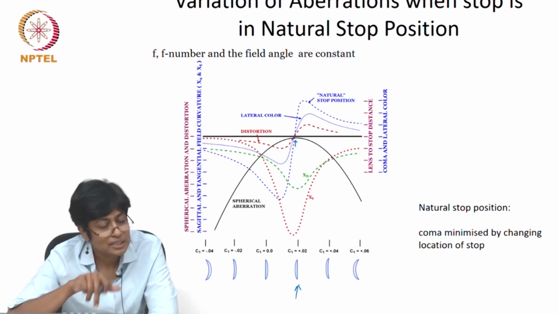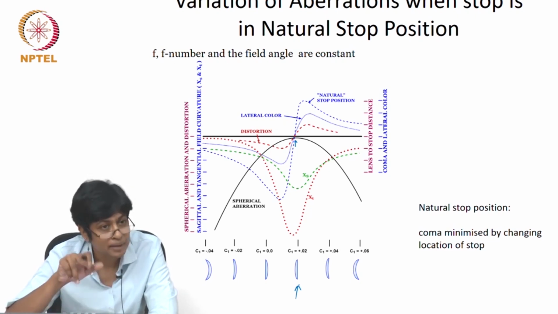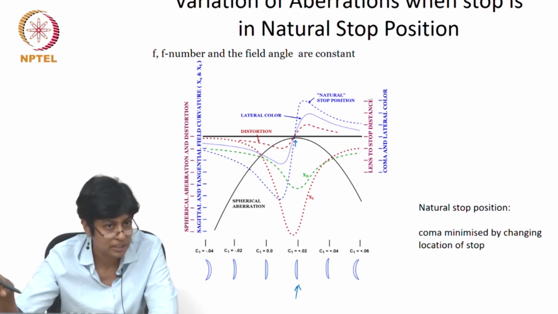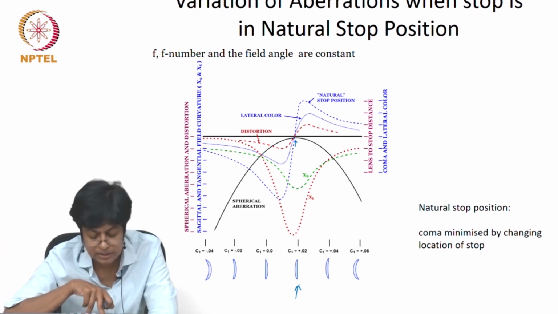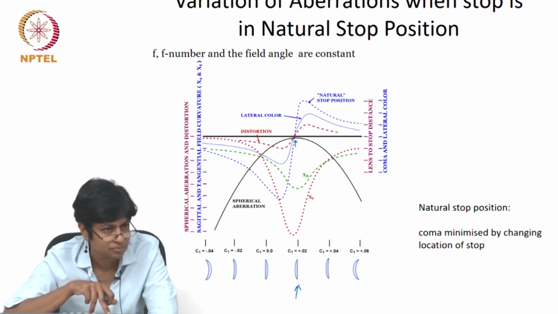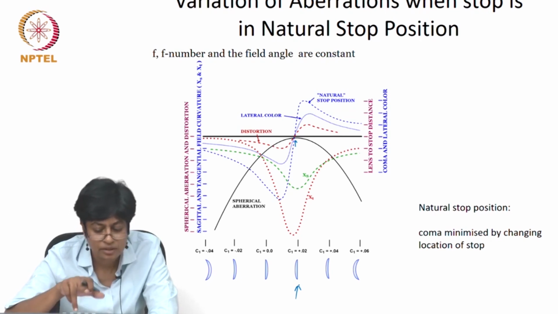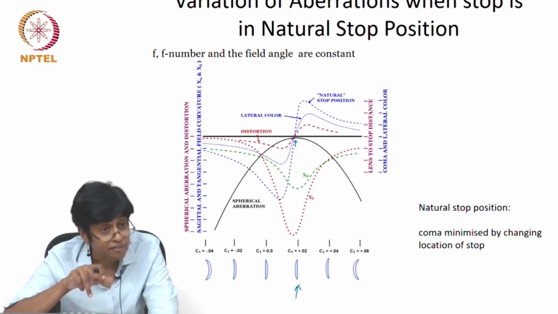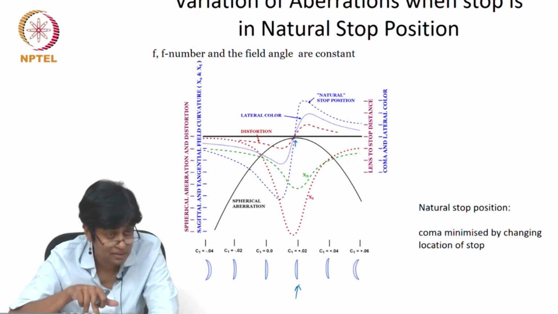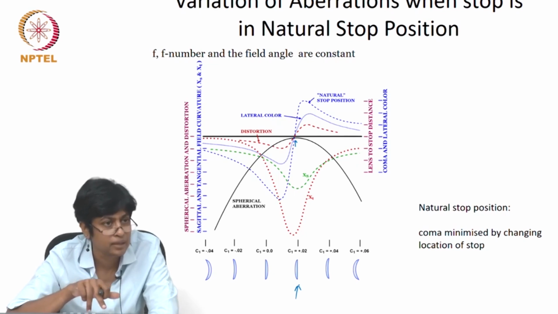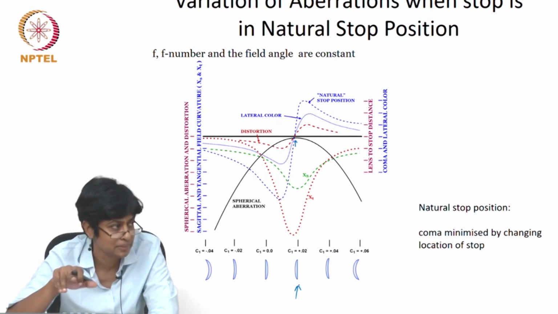So if I was designing a system which was meant for on-axis imaging, I would happily choose this shape. What shape is it? It's almost plano-convex. Right? I would choose this shape because I've minimized lateral color, I've minimized distortion, I've minimized spherical. In fact, distortion and lateral color are 0. And the natural stop is at the lens itself. Spherical aberration is minimum. So this is a good system to pick if you are trying to do on-axis imaging.